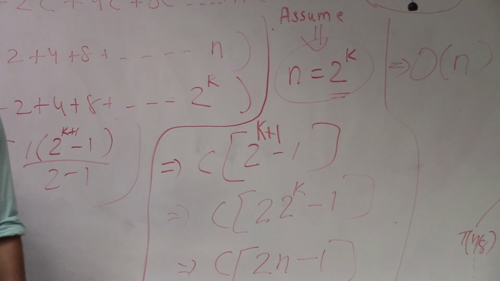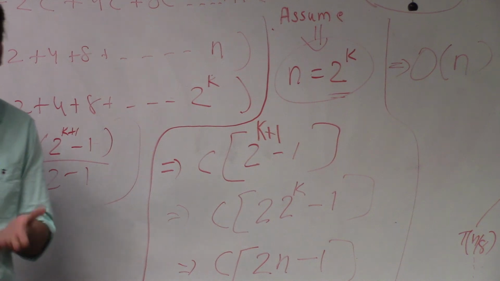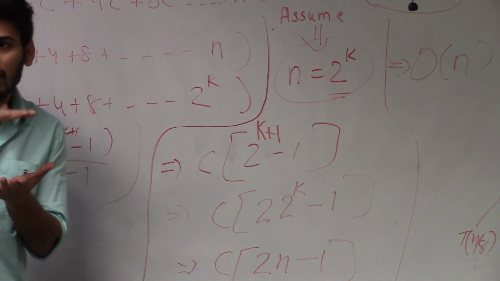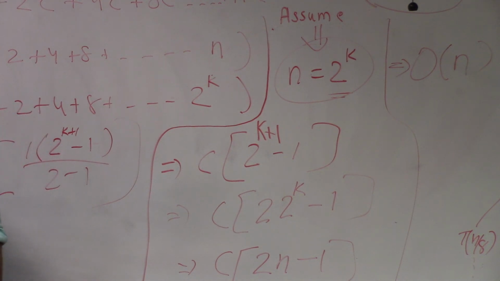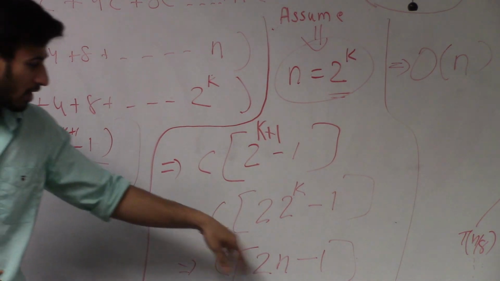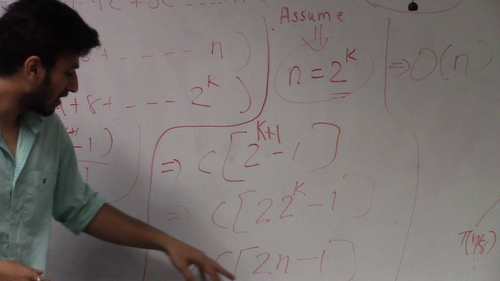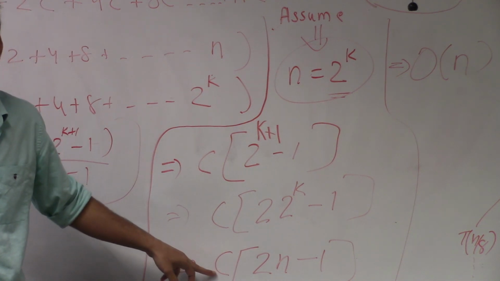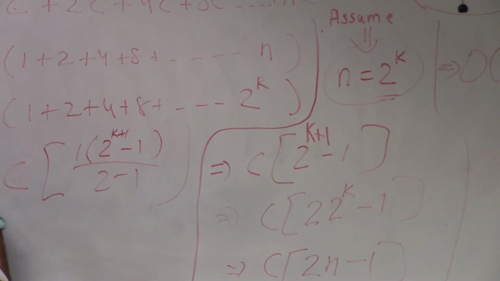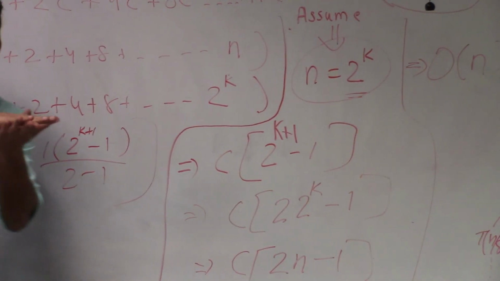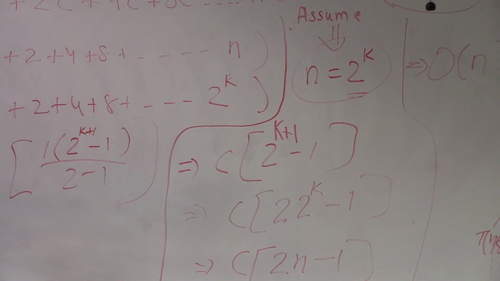Big O of n, right? I think that should be theta. Yes, theta is a closed bound, and big O is an upper bound. Because you don't know the constant value, you can't say that this is the closest bound, and theta is the closest bound.